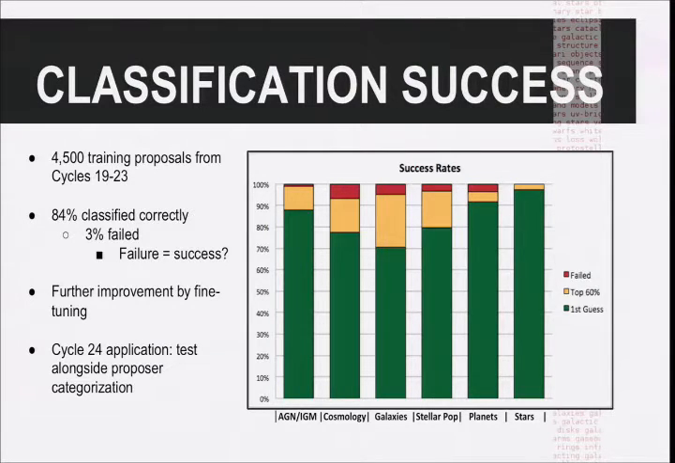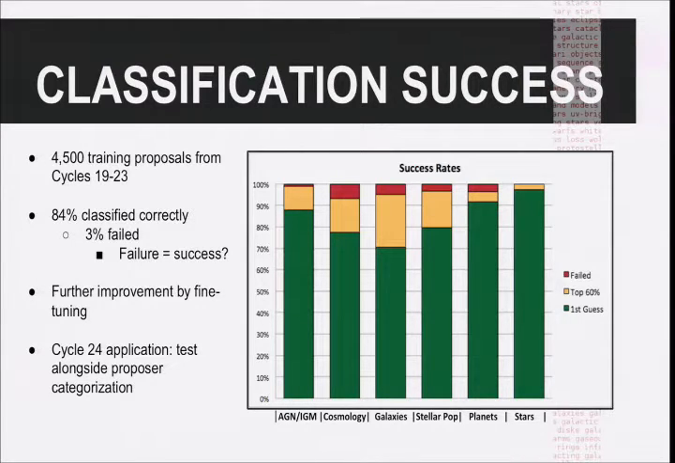In this case, 84% of them were classified correctly by the software on the first try. 3% of them failed, and then we have this middle area where some proposals actually do straddle more than one category, and so even though they're not correctly classified as they were, they may still be correct. So that's that yellow space there, where the correct category was somewhere within the top 60% of the program's guesses. But I do want to focus on this 3% failure.